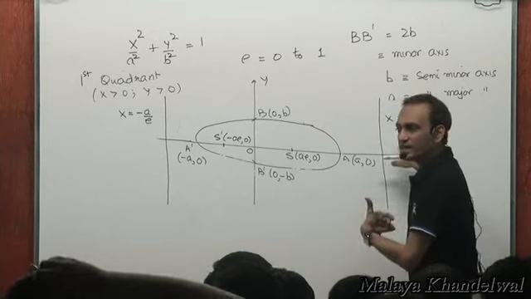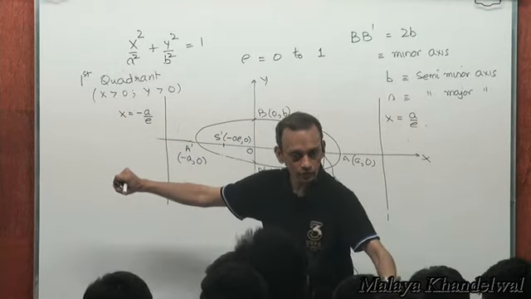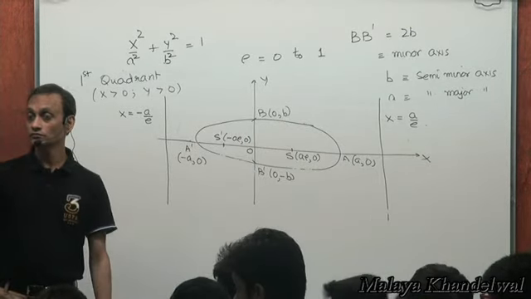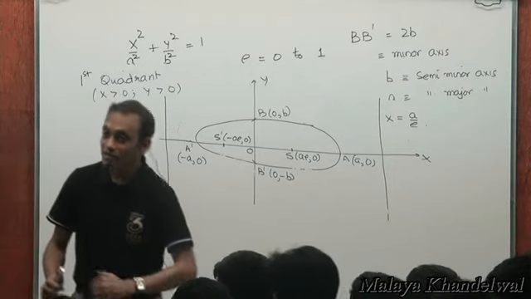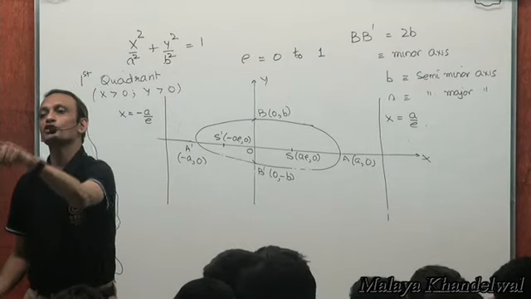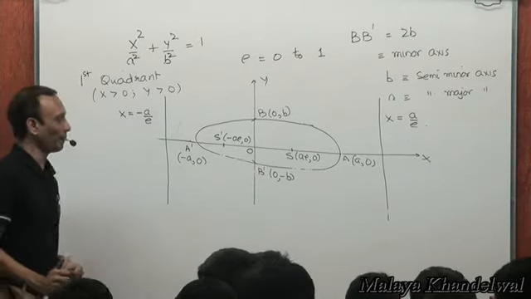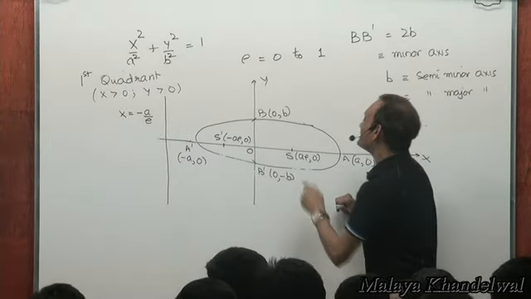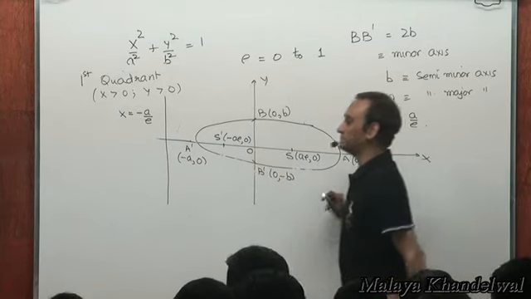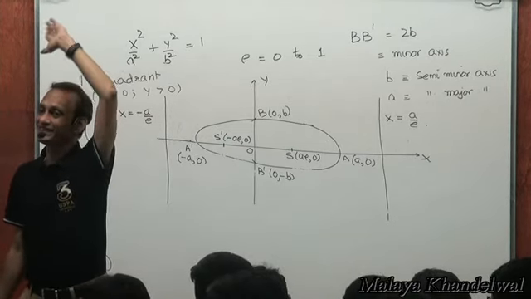This focus communicates with this directrix. Yes or no? Yes. You know what I'm saying? Put a equal to b in everything that I have done, e equal to 0 and a equal to b. You will understand what the focus and what the directrix is. Right? See, if e becomes 0, the focus will coincide with O, the center. Isn't it? If e is 0, x equal to a by e would be a line at infinity. Right?